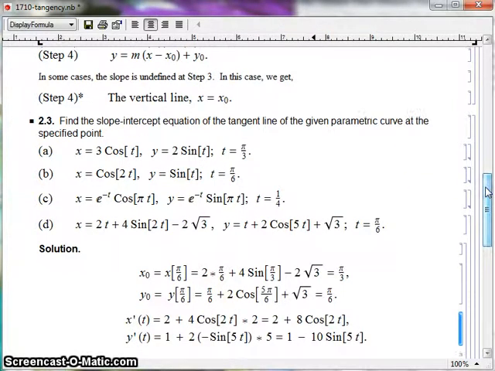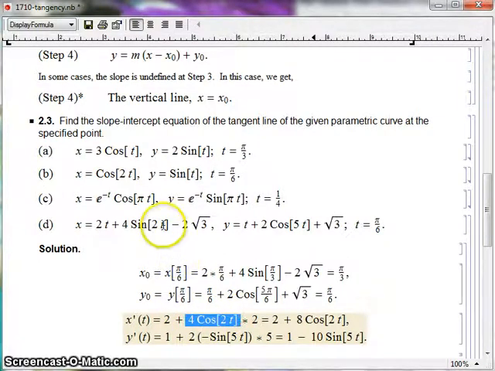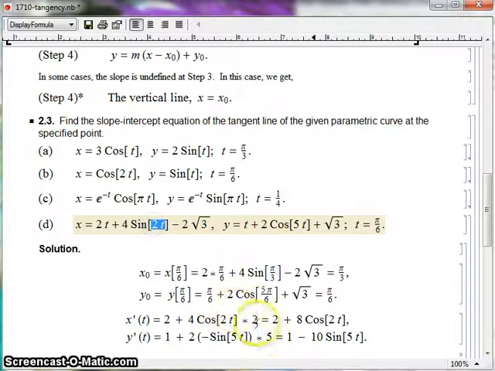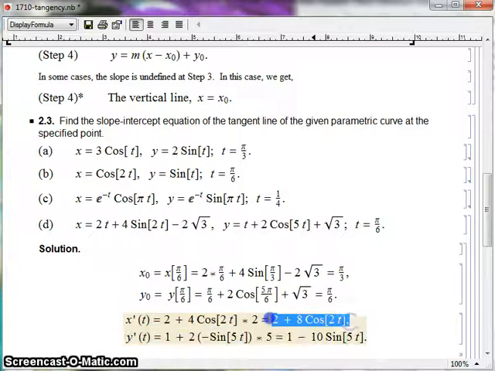Calculating the derivative using the chain rule, this is what we get. The derivative of 2t is just 2. That was easy. Sine becomes cosine. And don't forget the chain rule. The derivative of the inside is multiplied times 2. Simplifying, we're going to get 2 plus 8 cosine of 2t.